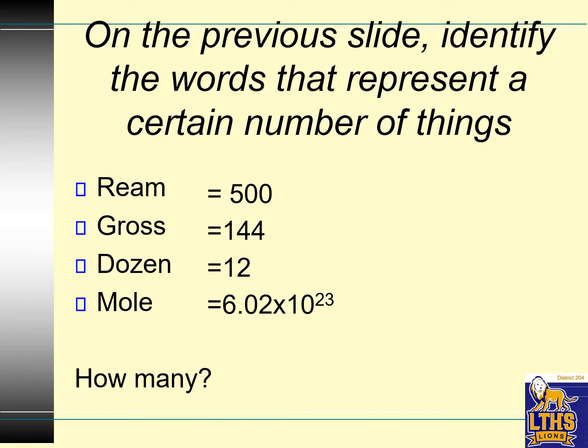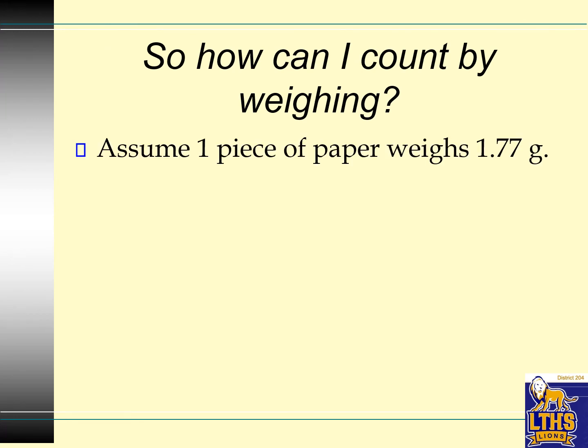In a ream, there are 500 things. In a gross, there are 144 things. In a dozen, there's 12 things. In a mole, there's 6.02 times 10 to the 23rd things. So how can I count by weight?